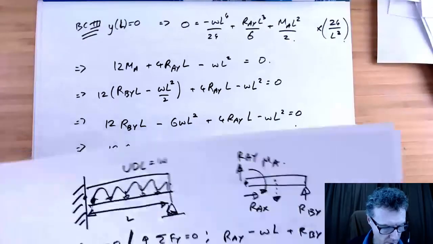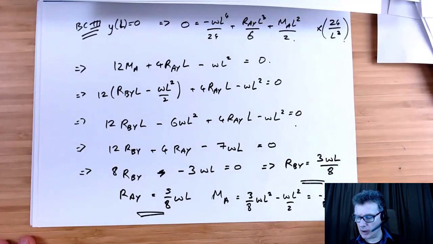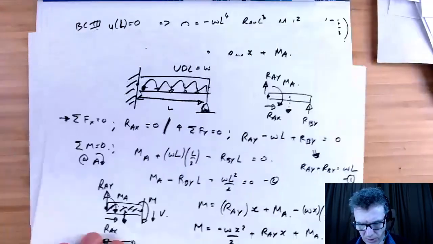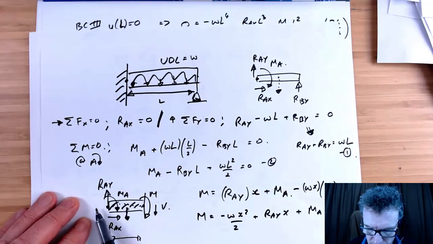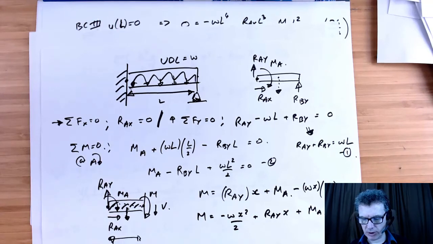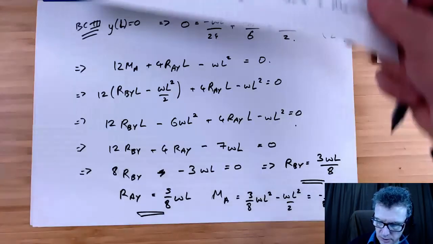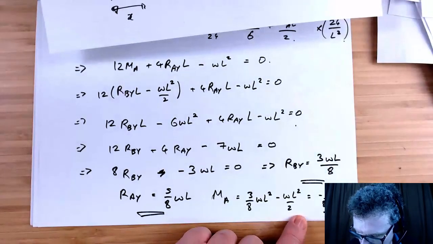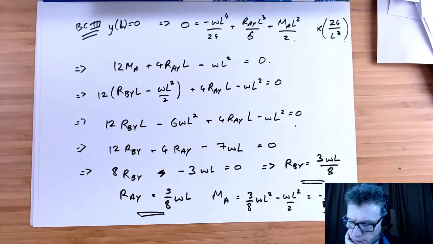I don't know if you've worked the solution in the book, they took MA to be anti-clockwise. Don't really know why. My tendency would be to take it to be clockwise at that point. So in the book it's a positive, but that's not a problem.